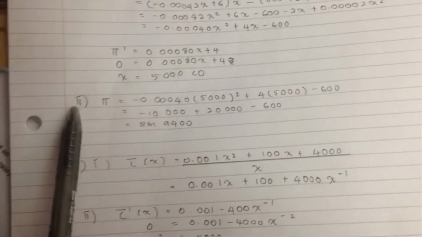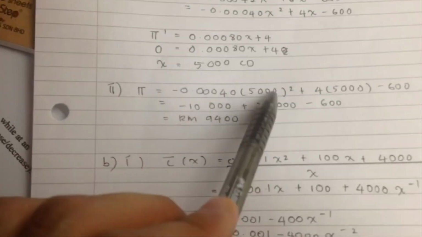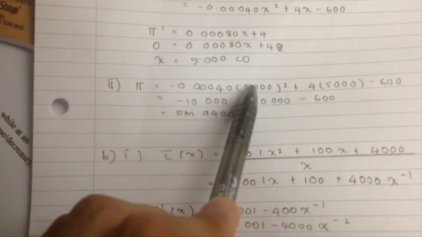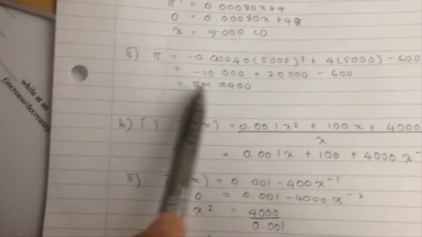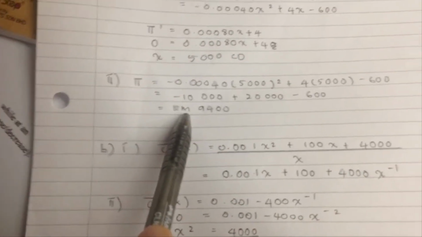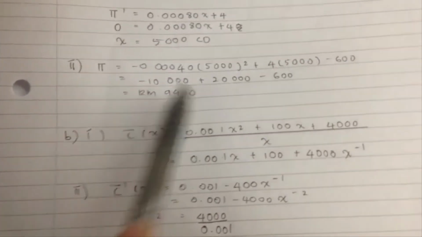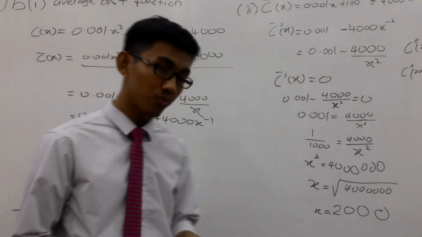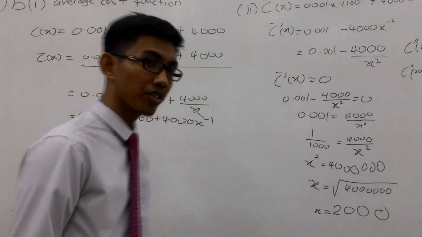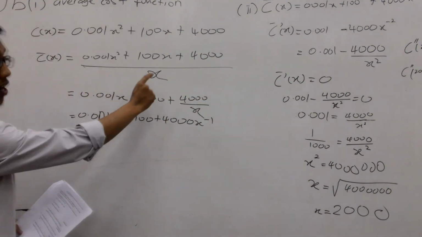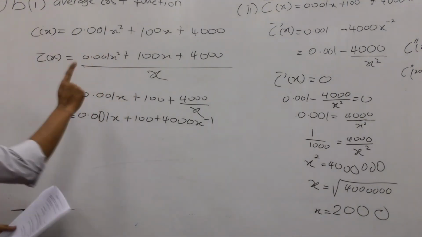For part (ii), to calculate the level of maximum profit, you just replace this at the x place, and then you get RM9400. Next, the question is to find the average cost function. Here, find the average cost function.